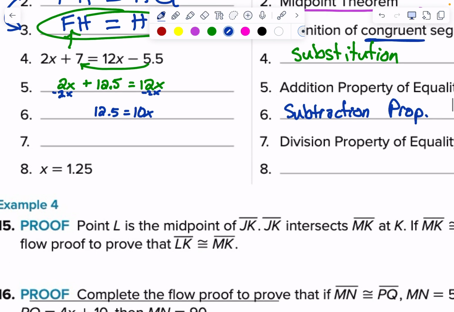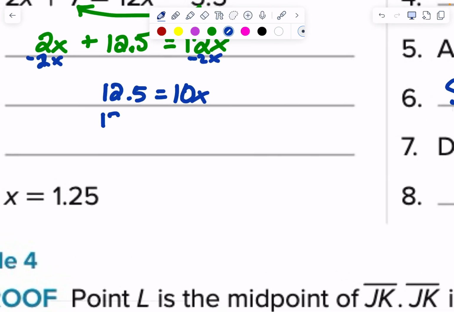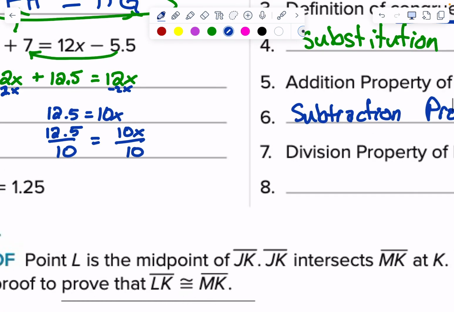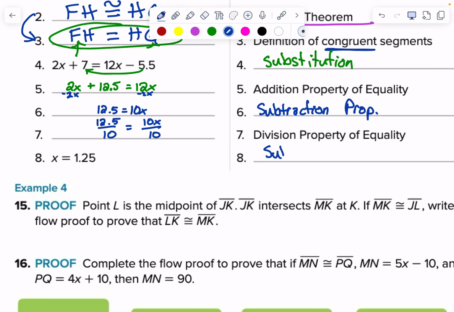Okay. Now, I would only go one more step. I would go straight to number 8, but they do a middle step. What's their middle step going to look like? 12.5 divided by 10. For some reason, they're doing that. Whatever. 10x divided by 10. I don't know why they do the division property like that. And then my final answer, x equals 1.25. What's that called? Substitution. I don't know why they do that cleanup step as substitution, but it's kind of weird.